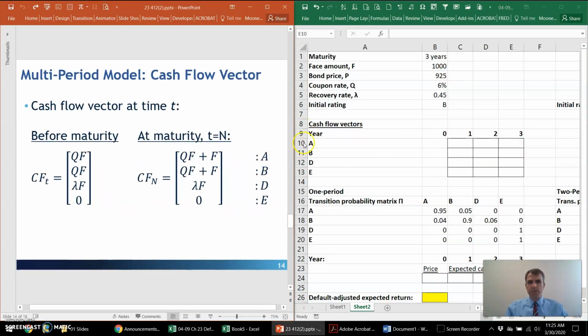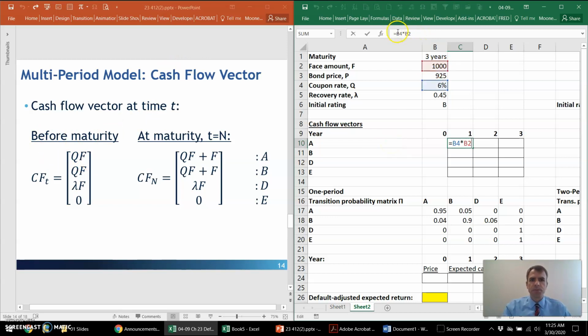And let me just make everything fit here. So here's a 3-year bond, a 6% coupon rate. So in year 1, this area that I'm highlighting here would be a cash flow vector at time t equals 1. And so what cash flows would I receive across the 4 credit ratings? Well, they're described here. If a bond is rated A at year 1 and it's not in default, I would receive a coupon payment of $60, the coupon rate, Q, times the face amount, F. So a $60 coupon payment.